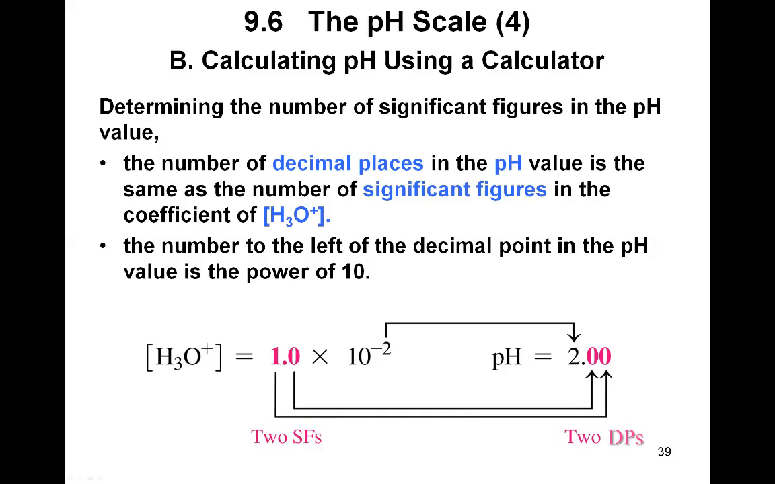And so when you have a concentration of that value, pH is equal to 2.00. The 2 here comes from the exponent in your concentration. And then we need to keep 2 zeros because we need to see 2 decimal places due to the fact that the concentration had 2 significant figures. Remember that the decimal places mean digits to the right of the decimal point.